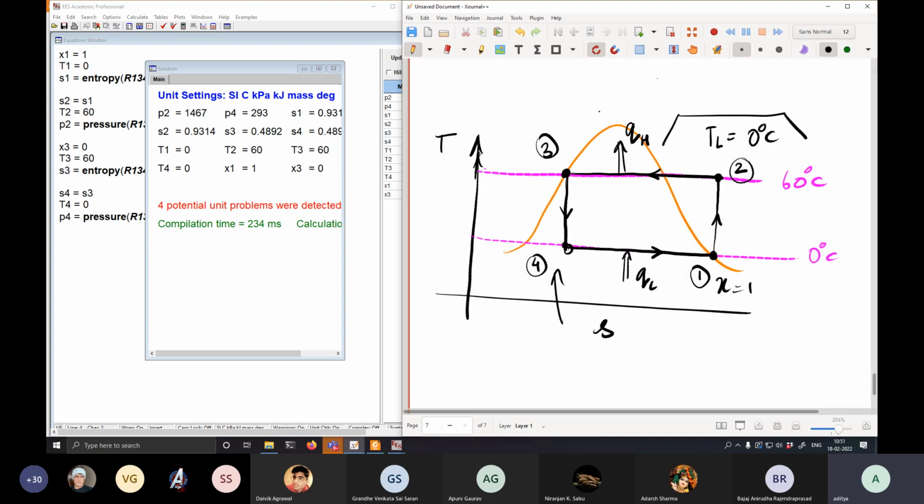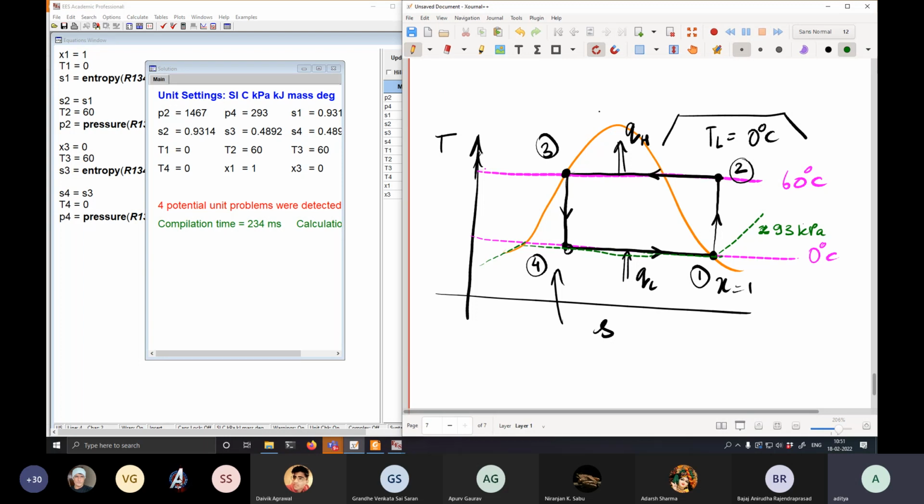So if I were to draw the isotherms, okay, once again inside the dome, because temperature and pressure are fixed, the isobar inside the dome is also the same thing. So this is the isobar. So this isobar is what? 293 kilopascal.